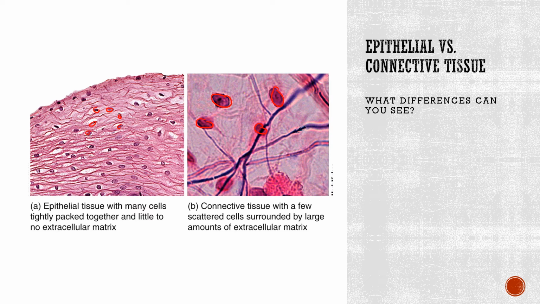Secondly, epithelial tissue has no blood vessels. So we're also going to add that here. No blood vessels. Whereas most connective tissue has quite significant networks of blood vessels. Now, because epithelial tissue lacks blood vessels, and epithelial tissue, we'll find out a little bit later, forms surfaces.